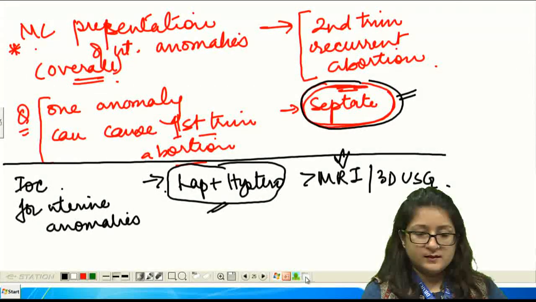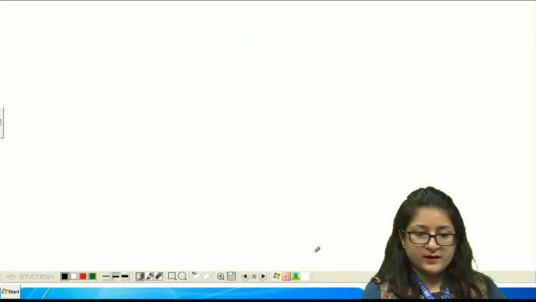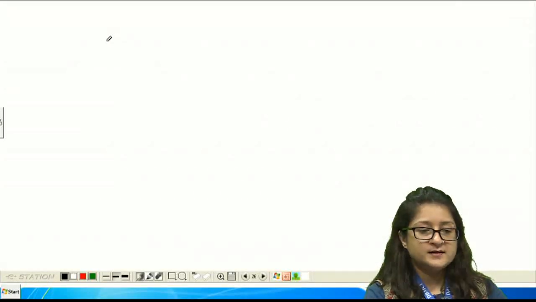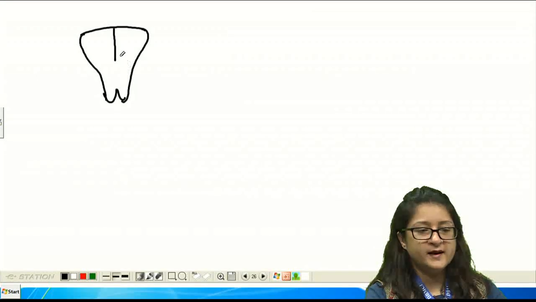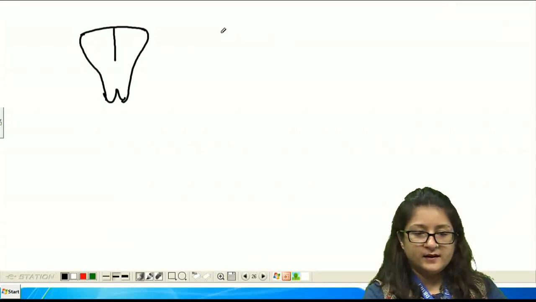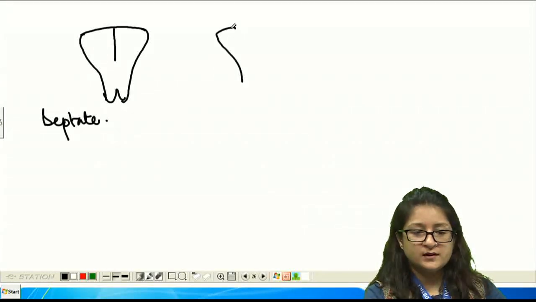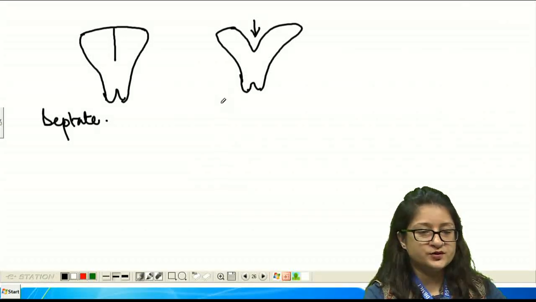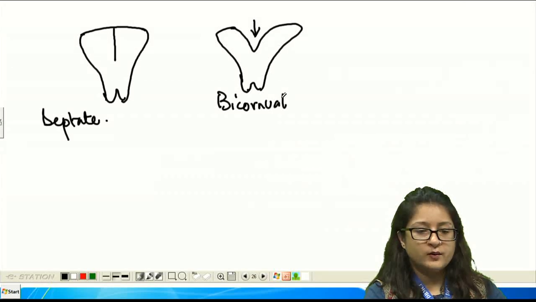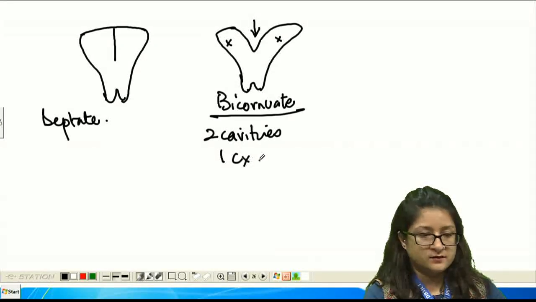Alright, so we can understand that a septate uterus is something like this. This is the uterus and this is the septum. This is a septate uterus. Whereas a bicornuate uterus, there is a dip here. So this is the bicornuate uterus. There are two cavities and one cervix. So two cavities and one cervix.